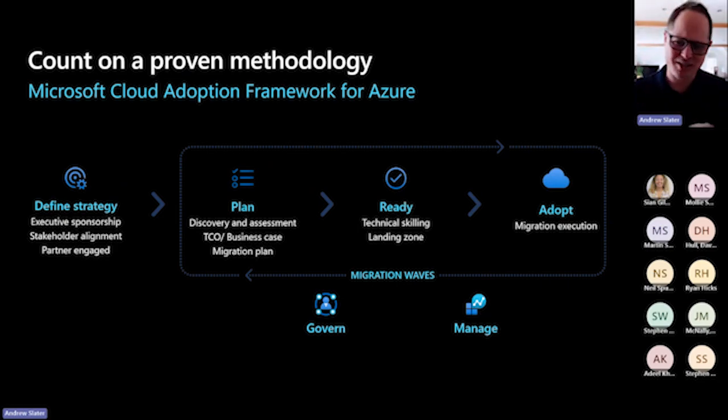There's a spreadsheet template. There are all different kinds of assets in there that you can cookie-cutter and move in. So have a look at the Cloud Adoption Framework if you haven't looked before.